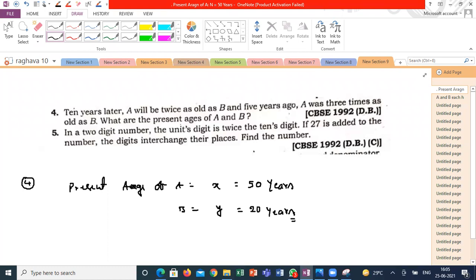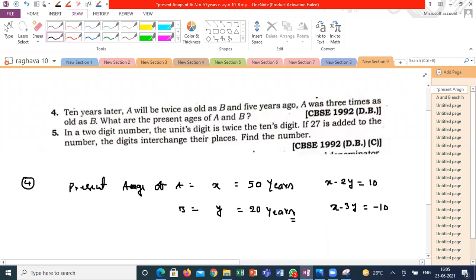It's the right answer. What are the equations you got, madam? x minus 2y equal to 10 and x minus 3y equal to minus 10. x minus 2y is equal to 10. Next one, x minus 3y equal to minus 10. Minus. Yes, sir. We go to the next question.